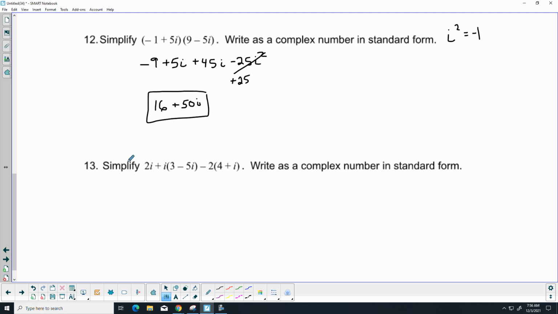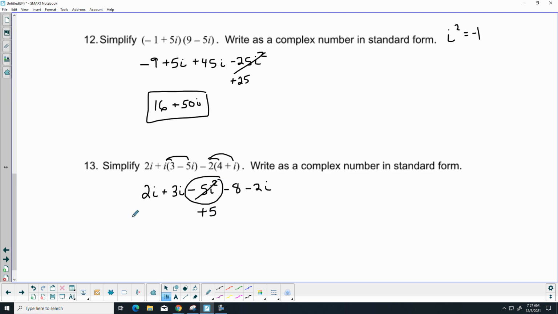All right, on number 13, it looks like I have a lot of distributive property to do first. So that's where I'm going to start. I want to also be very careful with my signs. 2i plus 3i minus 5i squared minus 8 minus 2i. Again, right there, negative 5i squared is the same as positive 5, negative 5 times negative 1.